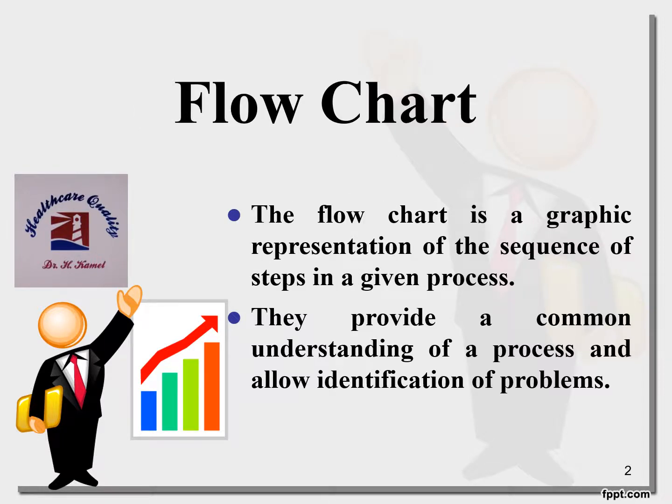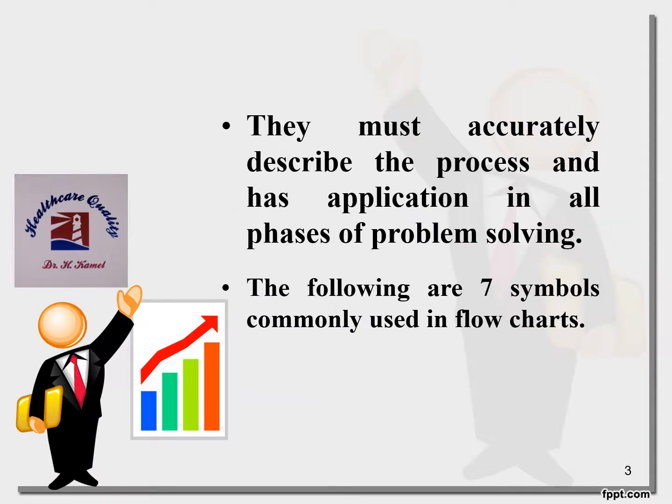The first tool is flowchart, which is a graphic representation of the sequence of steps in a given process. They provide a common understanding of a process and allow identification of problems. They must accurately describe the process and have application in all phases of problem solving. The following are 7 symbols commonly used in flowcharts.